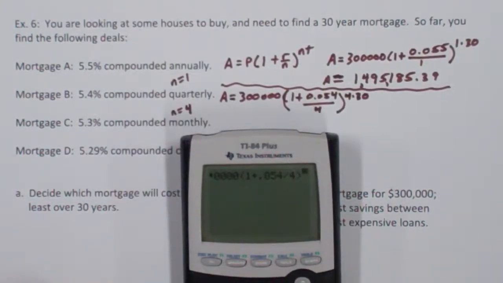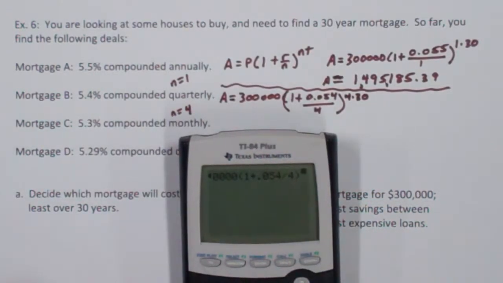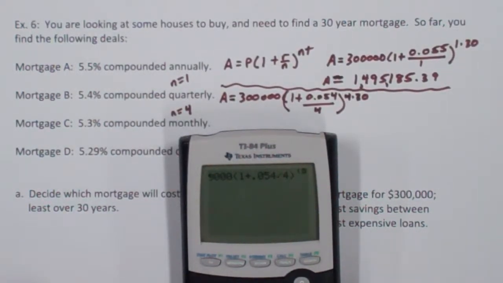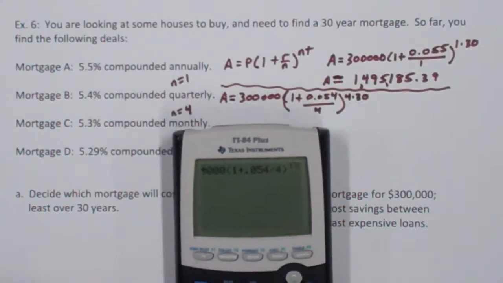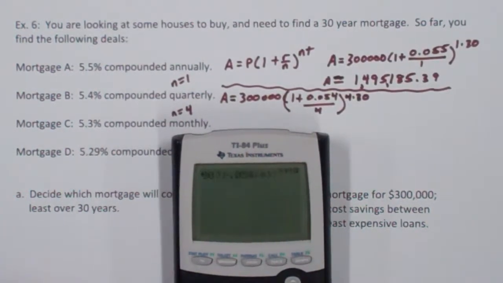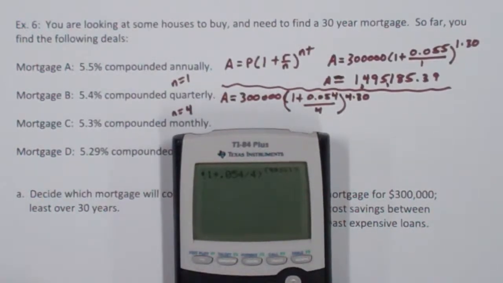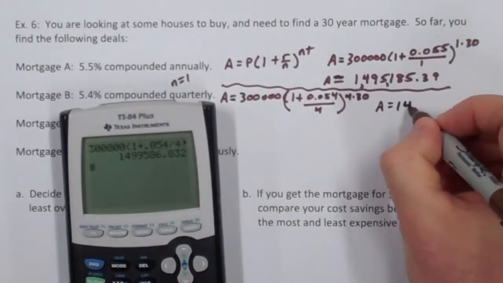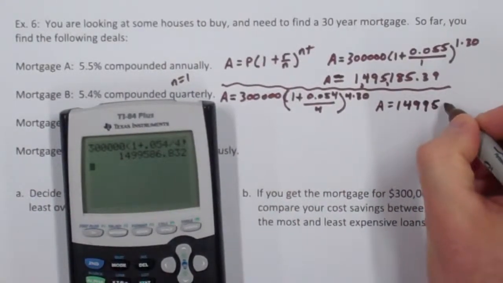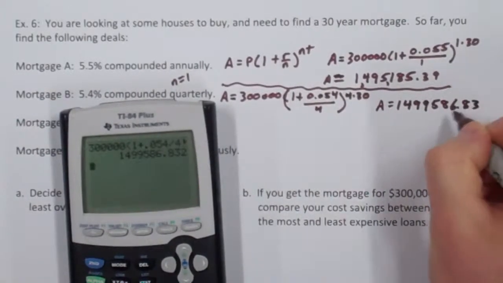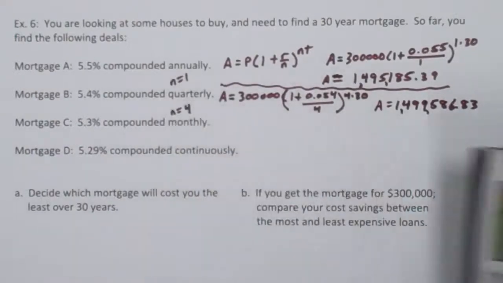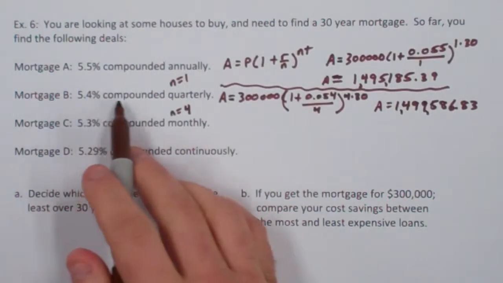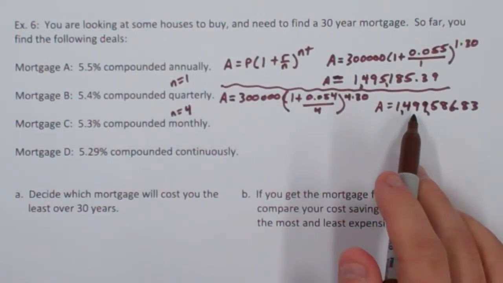And then raise, in this case I don't need to use parentheses because I have a nice program in this calculator, but for those of you that don't, if you just have the little caret, the little hat symbol right here, you need to go ahead and use parentheses, and this is going to be 4 times 30, or you know, if you do that in your head you can make it 120, that's fine too. So if we hit enter here, we have this whole thing being equal to 1,499,586 and 83 cents. So if we compare the first two together, looks like, even though the rate is lower, it's being compounded more often, and so therefore will cost a little more in this case.